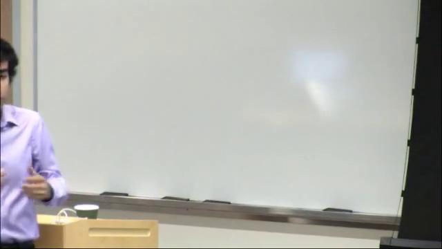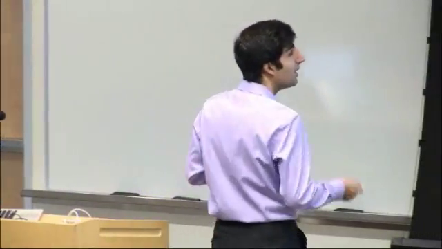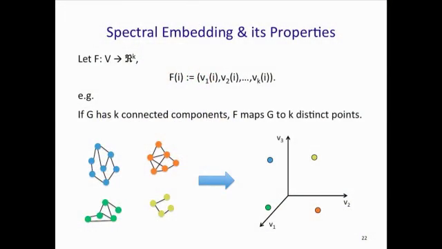In other words, you can think of our problem as a rounding problem. This k-dimensional basis gives us a solution to the continuous relaxation of our k-clustering problem, and you want to round it into an integer solution. So how are we going to use this? We're going to use the continuous relaxation by embedding our graph in a high-dimensional space. This is exactly what I did at the very beginning of the talk. I map each vertex i to the vector v1 of i, v2 of i, up to vk of i.